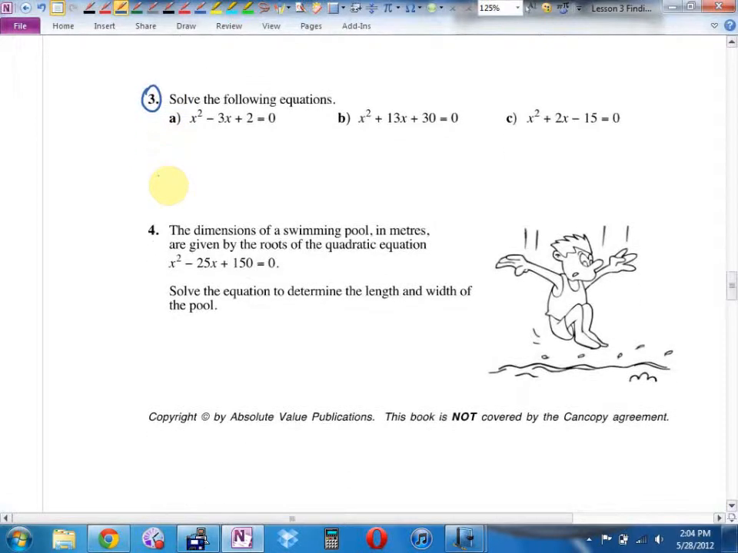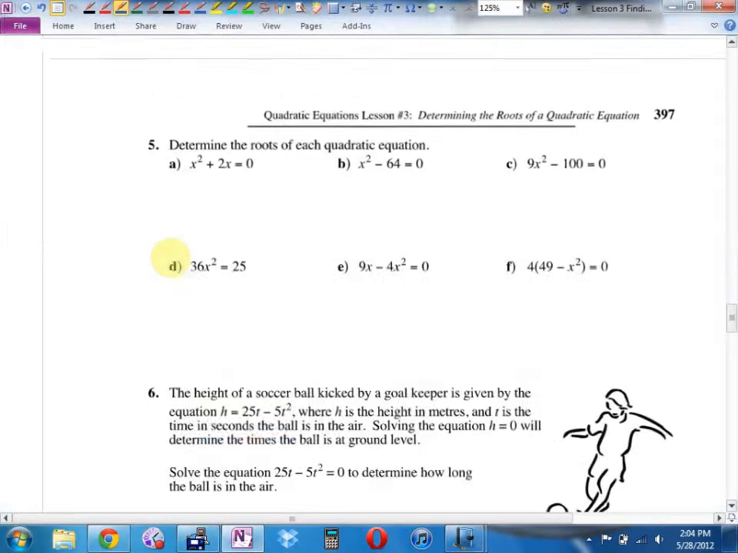Number 4 is a little word problem, but they gave me the equation, and I'm pretty sure it's a quadratic, and I think it's telling me that the roots are the length and the width. So I think what they're saying in number 4 is find the roots, and that'll tell you the length and the width of the swimming pool. Okay. 5 is good.